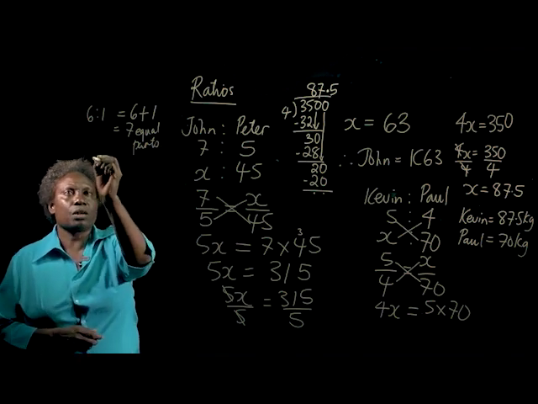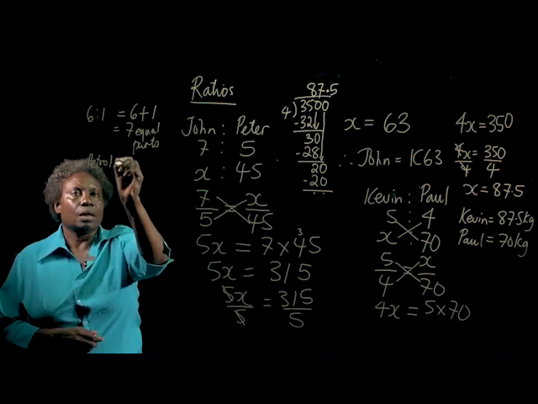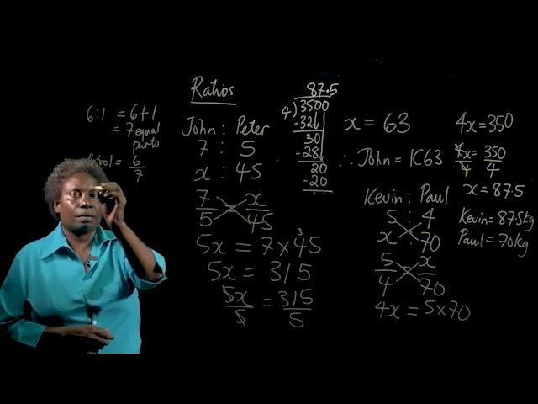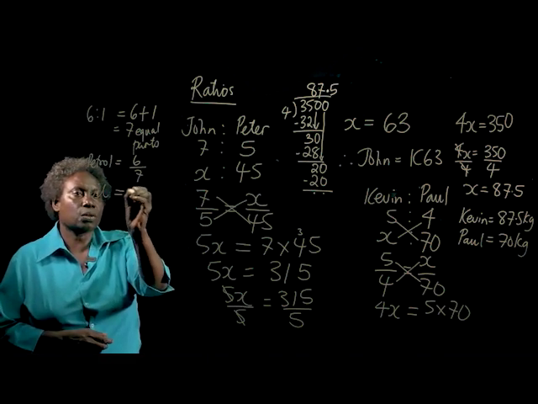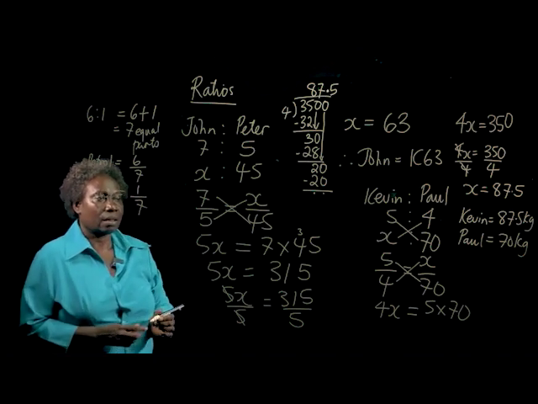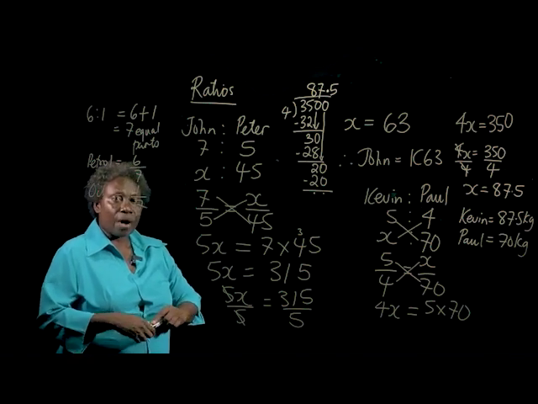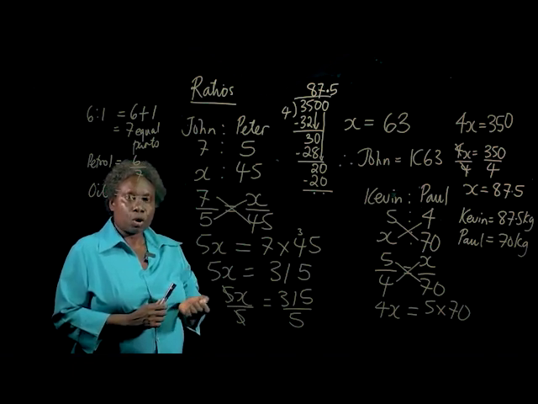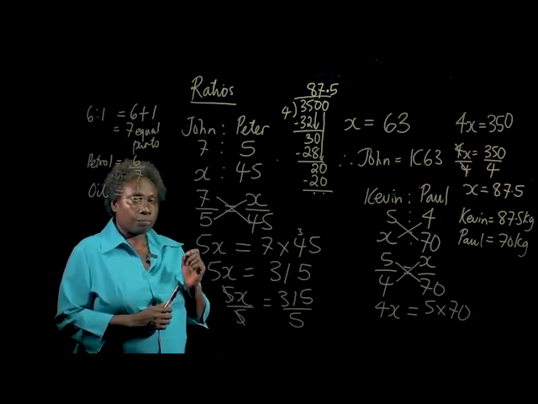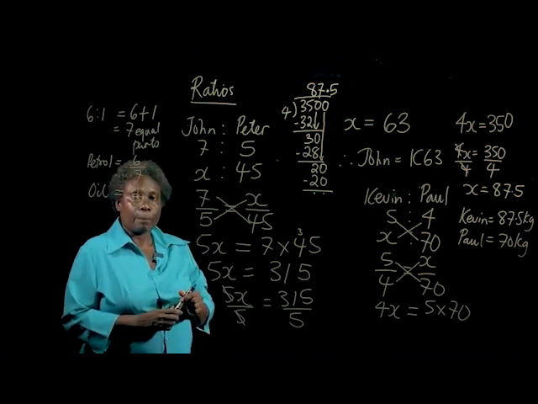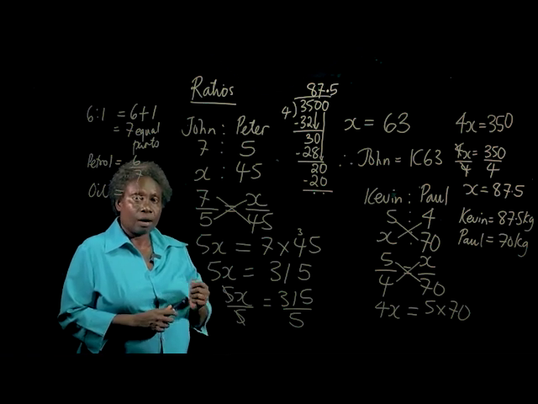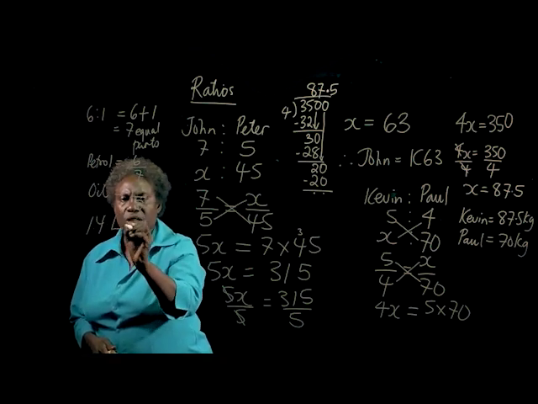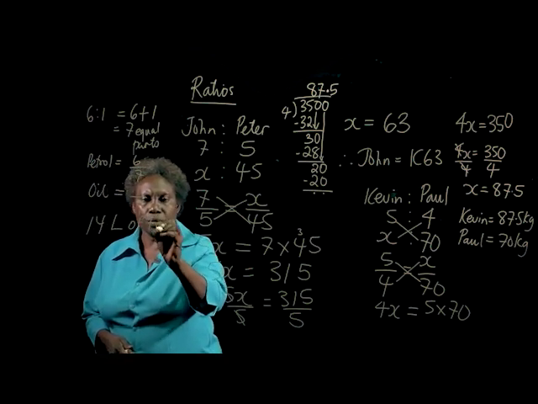So the fraction of petrol is equal to 6/7, while the fraction of oil is equal to 1/7. Now, we would like to find out how much of 14 liters of fuel would be made up of petrol, and how much of that would be made up of oil. So for petrol, we have 14 liters of fuel.